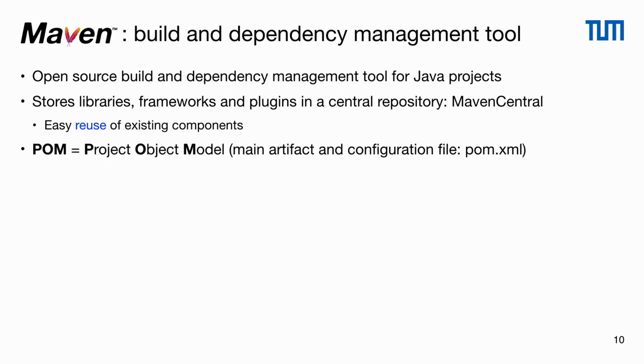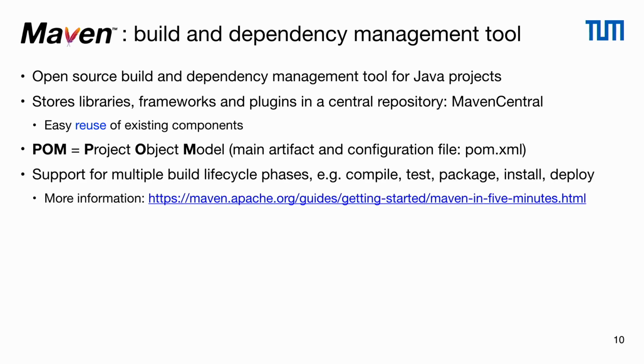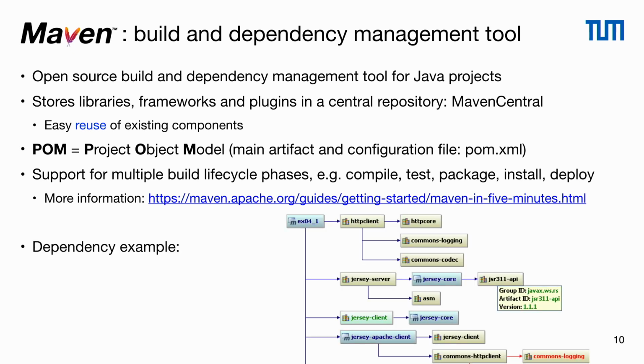The main file in Maven is the so-called POM file, the project object model, in which you can configure how you compile your Java project, how you test, integrate, package, and deliver it. You can find more information on the Maven website. They have a tutorial on how to start with Maven in 5 minutes, and we recommend that you go through it. You can also see a dependency example in the bottom right of the slide.